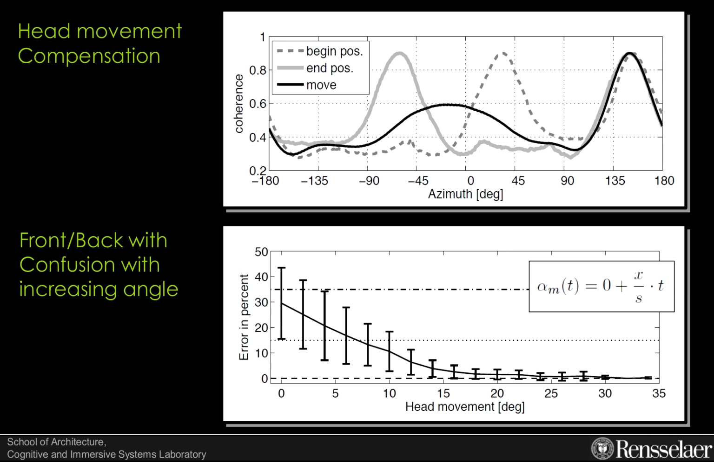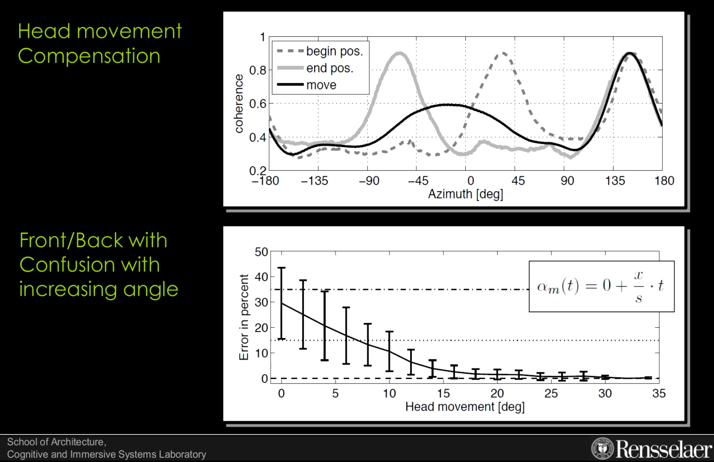So if you look at the output, on the top graph we have three graphs. The one for the initial pattern, that's the one with the dashed line. You see two peaks. The sound source is presented at 30 degrees. You have one peak there, but you also have one peak at 150 degrees at the corresponding back position based on the cone of confusion.